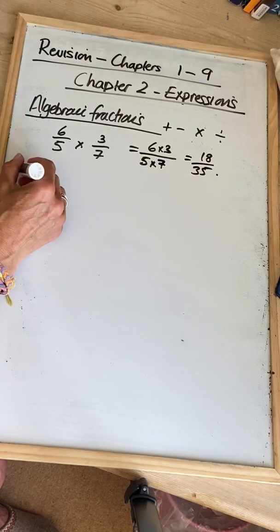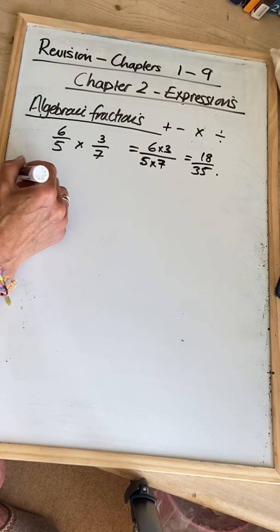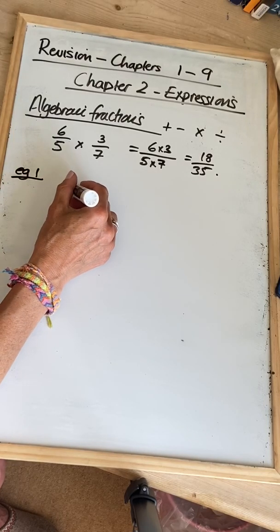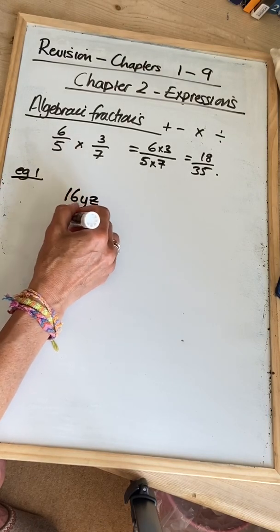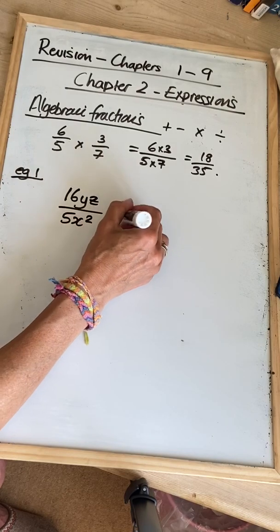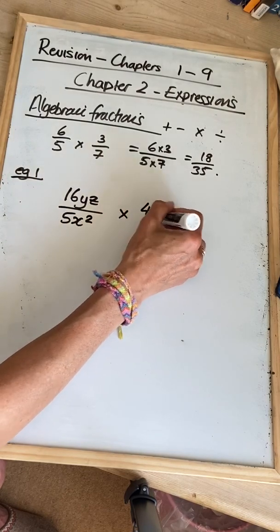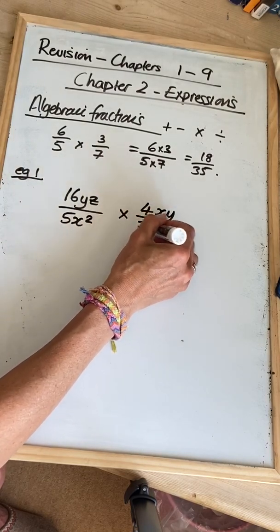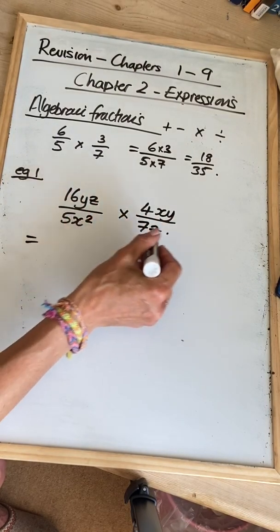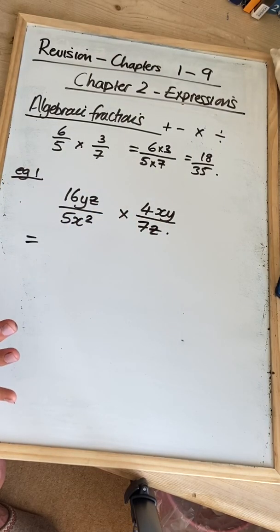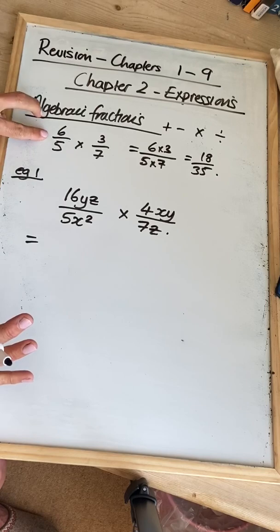So here, for multiplying, I'm going to say I've got 16yz over 5x squared times 4xy over 7z. All you do is multiply the numerators together and the denominators together, and that's it. So this is the easiest kind of work with algebraic fractions or with normal fractions.